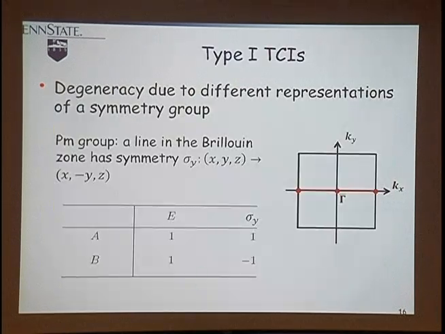So basically, for this group, let's take this PM group. It tells you that there is one mirror operation. For the two-dimensional surface Brillouin zone, let's take this mirror symmetry operation in the y direction. We can have this line from gamma to X, along this red line, which is invariant under this symmetry operation.